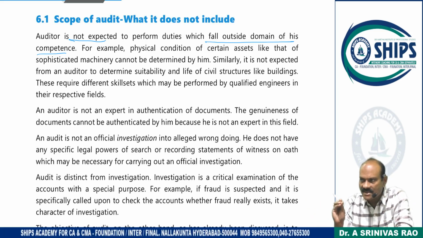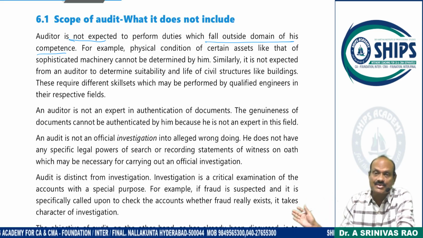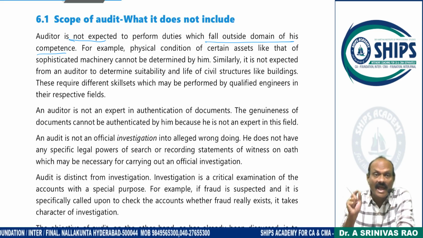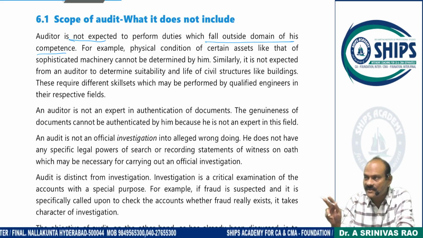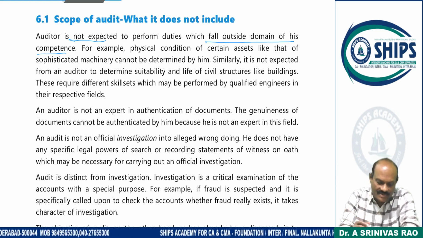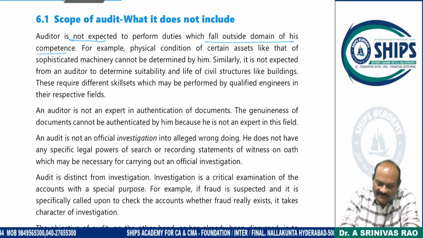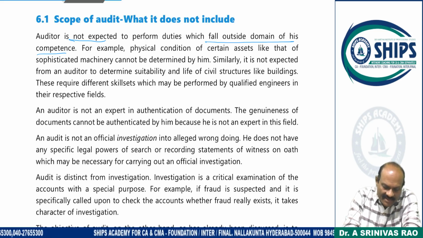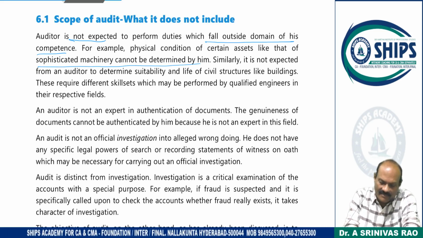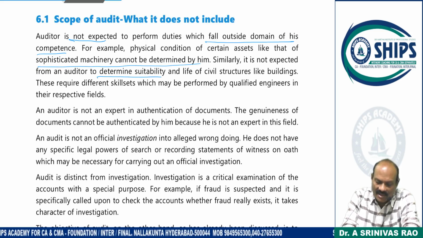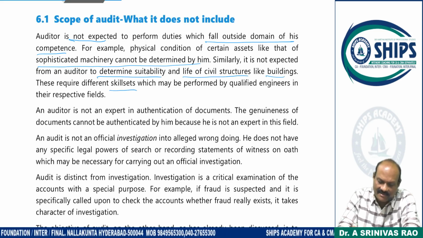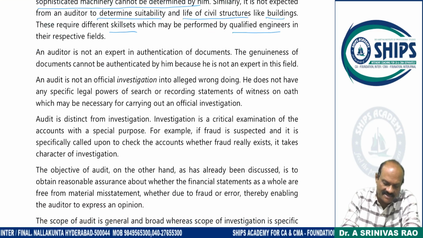So every auditor has certain limitations. You can't expect him to do everything and anything in this company, right? Wherever necessary, he should depend on expert opinion. Expert definition, as we discussed in the prospectus chapter, the same meaning applies here also. For example, the physical condition of certain assets like sophisticated machinery cannot be determined by him. Similarly, it is not expected that the auditor determine the suitability and the life of the civil structure of a building. That is a different skill set, possessed by qualified engineers in that respective field.